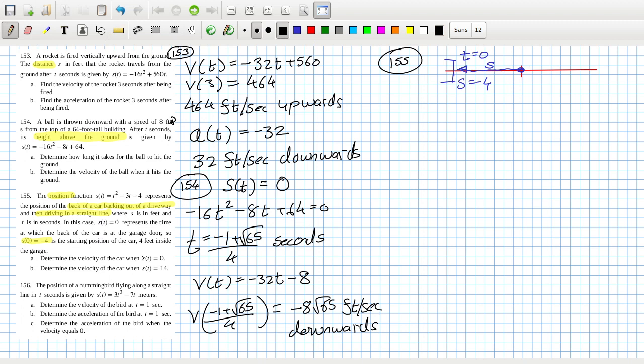Determine the velocity of the car when s(t) is 0. So I think I should find the t first. t squared minus 3t minus 4 equals 0. So it'll have to be the positive answer. I can factorize that, can't I? (t minus 4)(t plus 1) equals 0. So that's at 4 seconds, right?